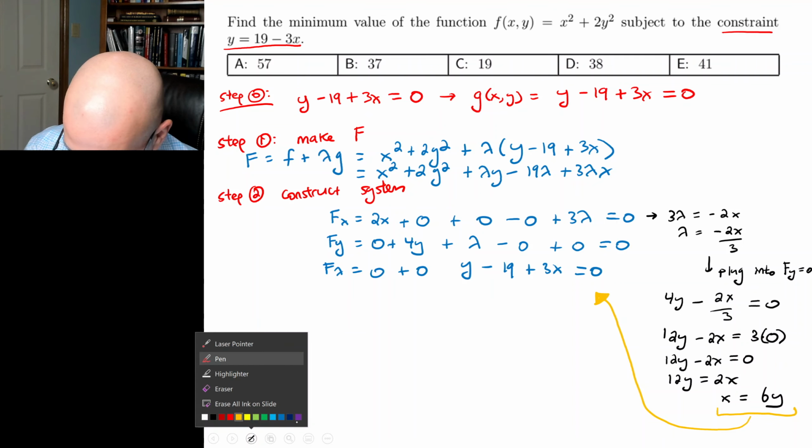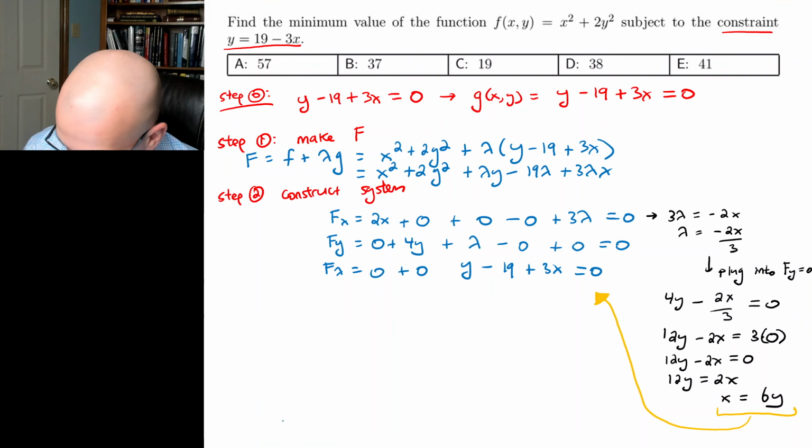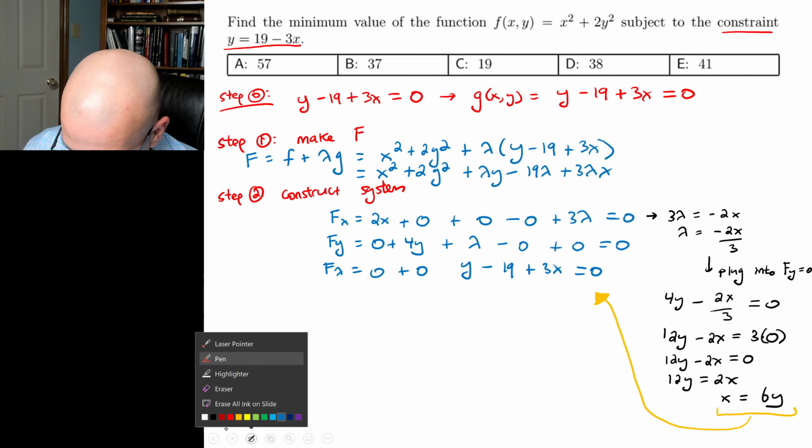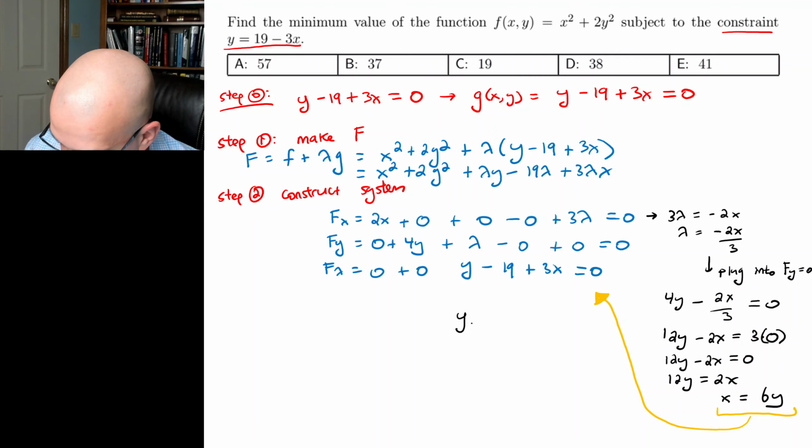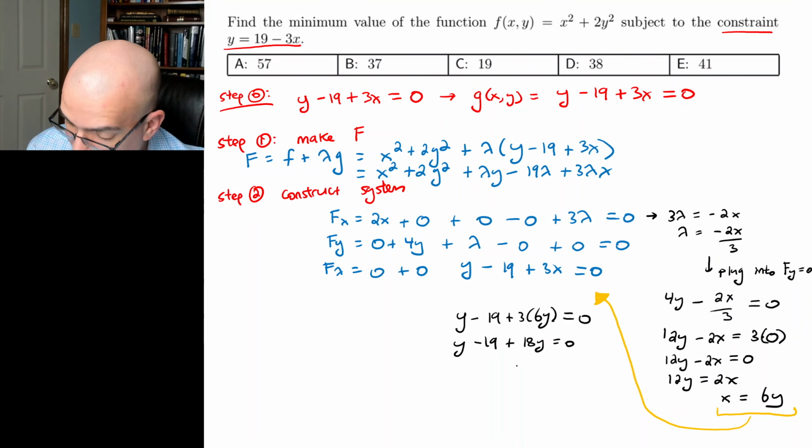Okay, so I'm going to replace the x with a 6y. So now we have y minus 19 plus 3 times 6y equals 0. So y minus 19 plus 18y is equal to 0. Collect like terms, we have 19y equals 19. That means y is equal to 1. So we can put it all together.